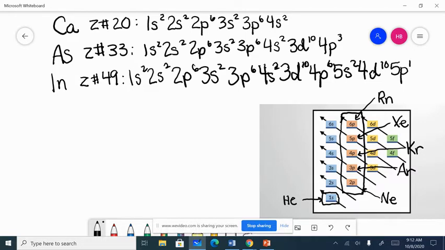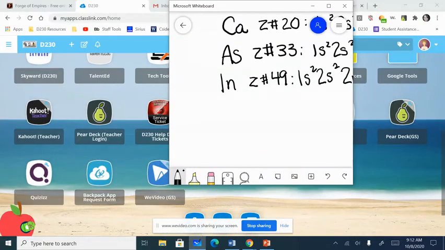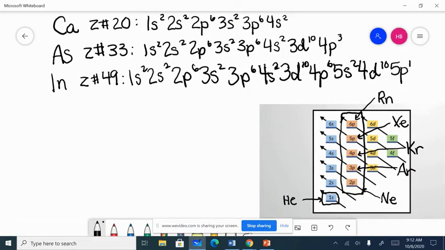How you do this is you look for the previous noble gas. You do not go forward, you only go back. Let's do calcium. Put your finger on calcium on the periodic table of the elements and run your finger backwards until you hit a noble gas. The noble gas you hit is argon. Argon is at the end of 3p. So all of these electrons in brackets belong to argon.